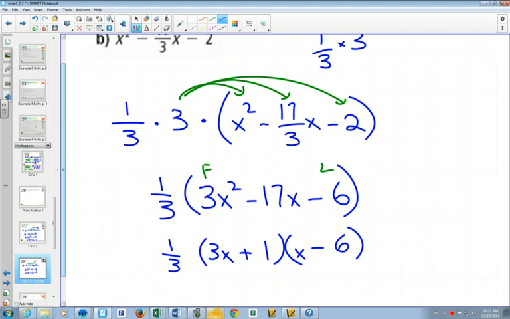Whenever you factor to finish, you want to check, does this work out? When I FOIL that out, do I get exactly what I have here? My first ones give me 3x squared. My last ones give me a negative 6. And my outside and inside give me negative 17x. You should always, always, always, every time you factor, do that check mentally in your head.